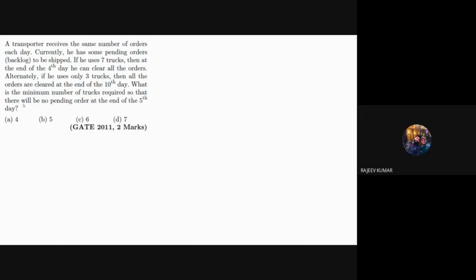So you have to find out the minimum number of trucks for handling the whole thing on the 5th day. There will be 2 equations formed over here. One for completing it at the end of the 4th day, and the second one for completing it at the end of the 10th day.